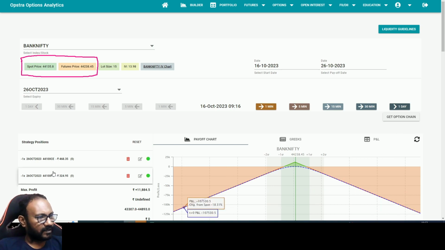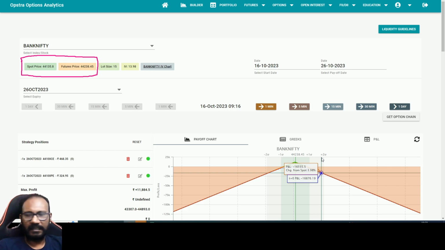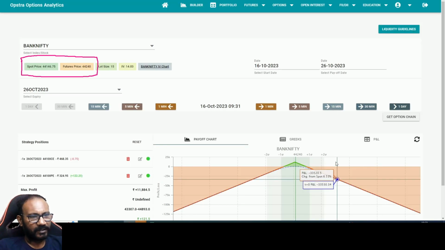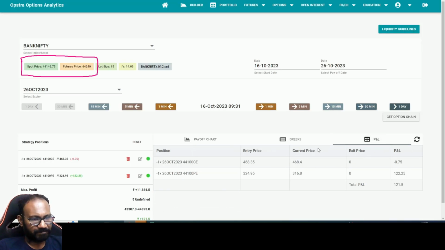Now you can see one lot I have taken, one lot of 44,100 call and one lot of 44,100 put. Call is trading at 468 and put is trading at 325. So about 800 points roughly collected. Now, let's say the market is not moving. Let's switch by 15 minutes. You can see the P&L over here. You can see after we took the position at this price, we are gaining.